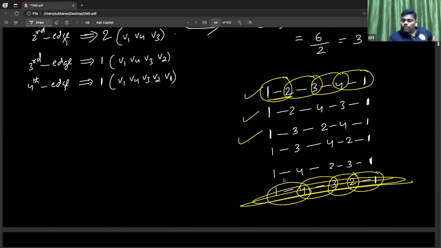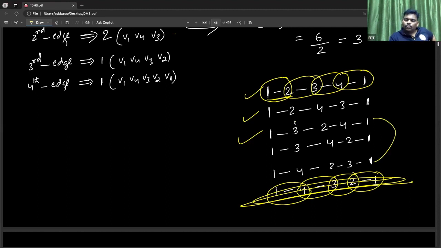Is 1, 4 there in the first one? Yes. Is 4, 2 there in the first one? No. Next, the second one. Is 1, 4 there in the second one? No. Let's go to the third one. Is 1, 4 there in the third one? Yes. Is 4, 2 there in the third one? Yes. Next, is 2, 3 there in the third one? Yes. I think this is a copy of this.